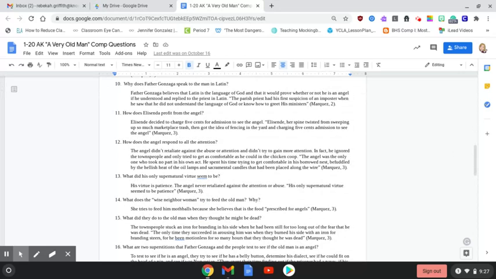Why does Father Gonzaga speak to the man in Latin? Father Gonzaga believes that Latin is the language of God and that it would prove whether or not he is an angel if he understood and replied to the priest in Latin. How does Elisinde profit from the angel? Elisinde decided to charge 5 cents for admission to see the angel.